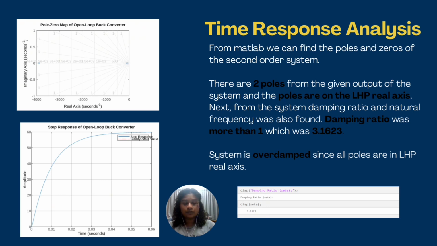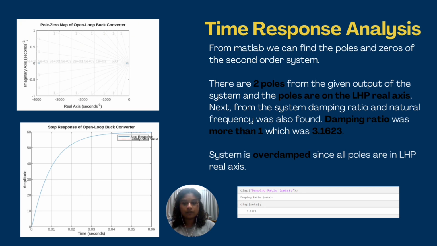After looking at the simulation of the open loop buck converter, we can relate it back to the control system topics that we have learned. The first topic is time response, where we can find the poles, zeros, damping ratio, and natural frequency. From all the information obtained, we can conclude whether the system is overdamped, undamped, underdamped, or critically damped. Now let's look at the system that we have created.